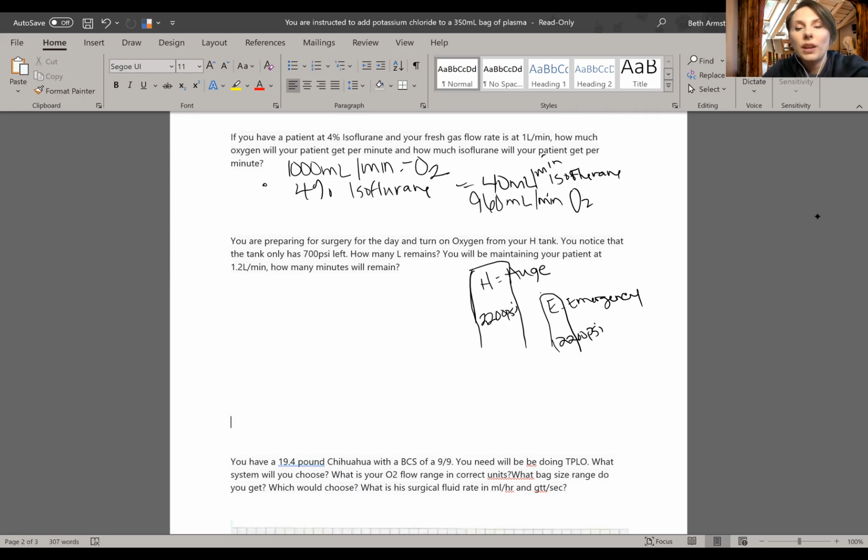Now, when they are completely full, because the H tank is huge, there is 6,600 liters of oxygen in that tank. All right. The emergency tank, because it's so much smaller, there is 660 liters of oxygen in there. So that's the huge difference. But they still have the same amount of pressure of oxygen in there.